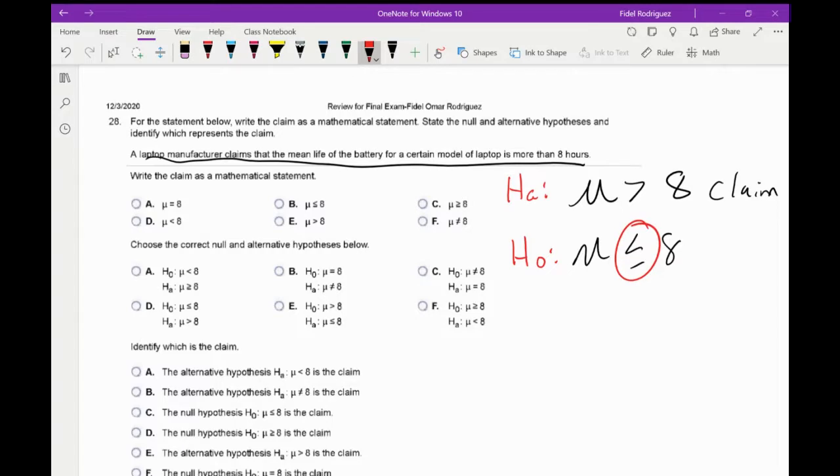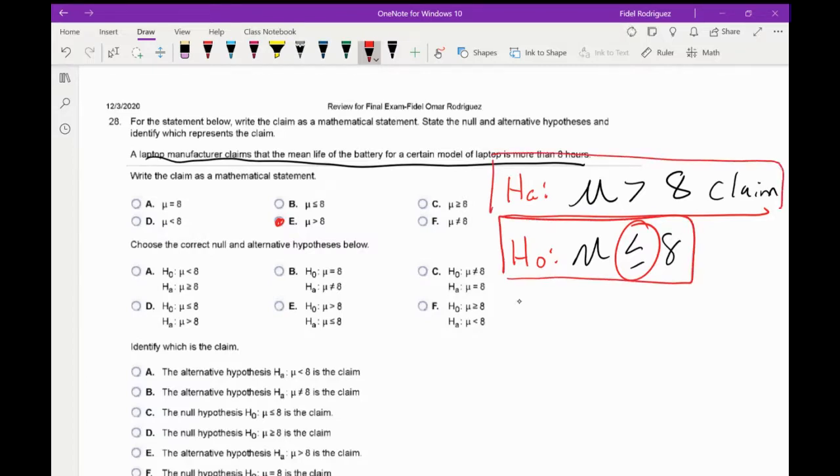Okay, so the first part says, write the claim as a mathematical statement. Here was our claim. So we choose E, okay? And then choose the correct null and alternate hypothesis. So the null has to have the less than or equal to, and the claim has to have the greater than. So let's see. I guess choice D, as in dog. Looks like the right choice there.